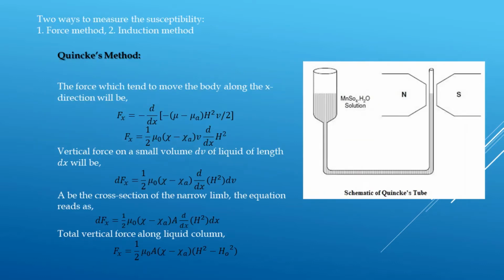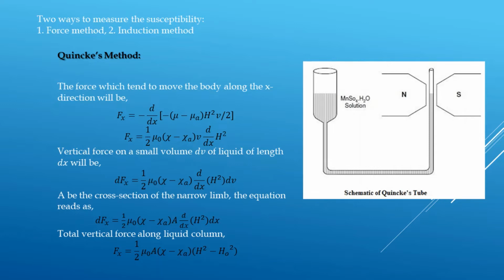So there are two ways to measure the magnetic susceptibility. One is the force method and the other is the induction method. Here in this experiment, Quincke's method is the former one. That is, it is a force method.